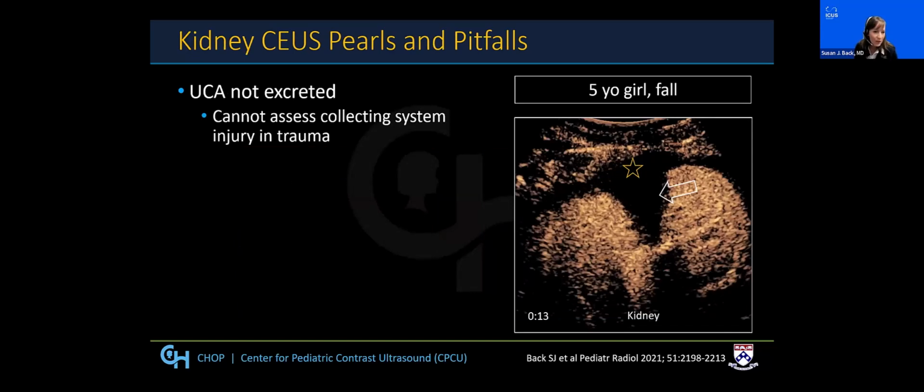Because the contrast agent is not excreted by the kidney, we can't assess the renal collecting system. So for this 5-year-old girl who we see has a splenic laceration and a perinephric hematoma denoted by the star, we can't delineate whether that is hematoma or whether there is extravasation from the collecting system.